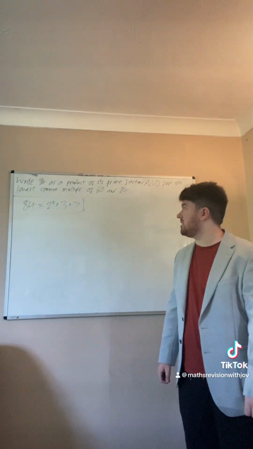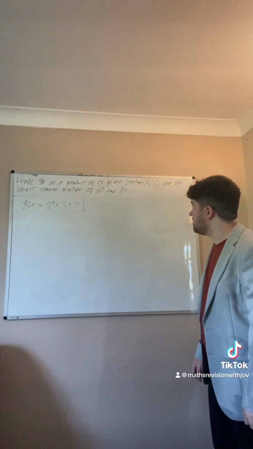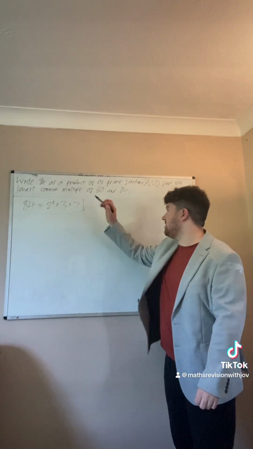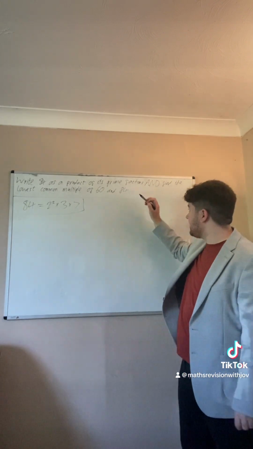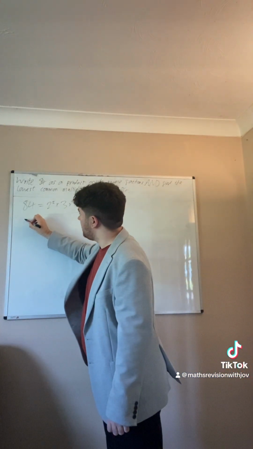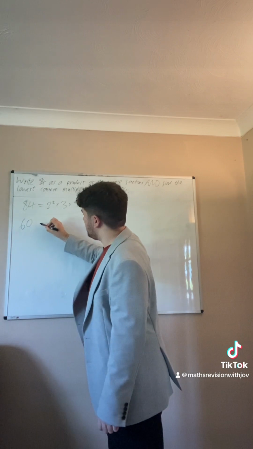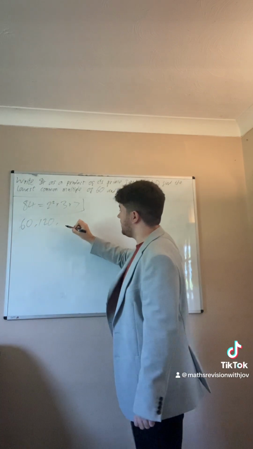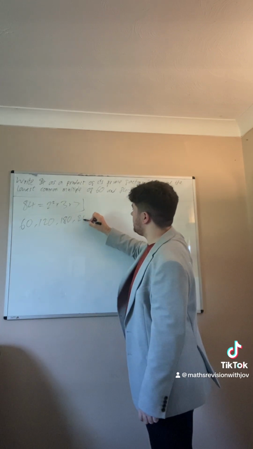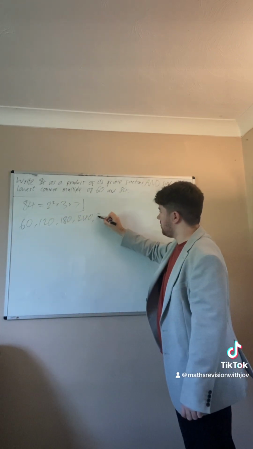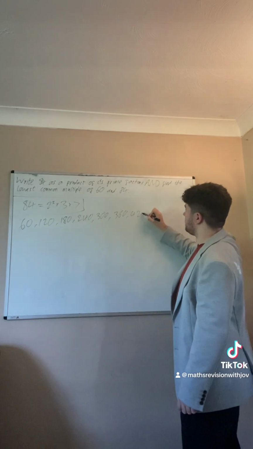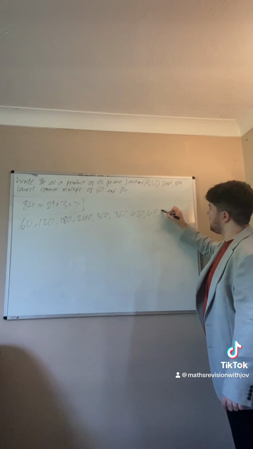Now the question is asking us to find the lowest common multiple of 60 and 84. We could go ahead and find multiples of 60 and multiples of 84, and that would work. So we could just do multiples of 60: 60, 120, 180, 240, 300, 360, 420, 480, and so on.